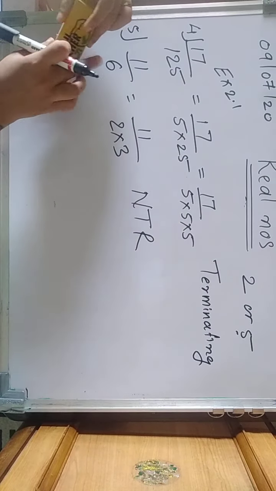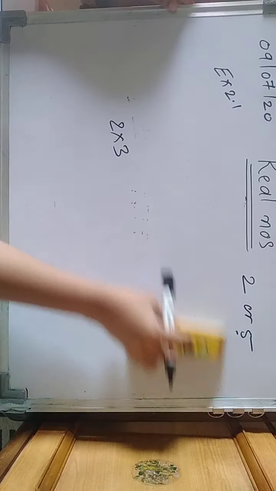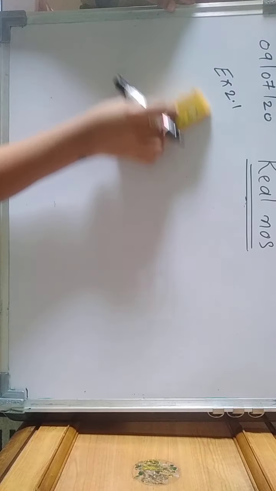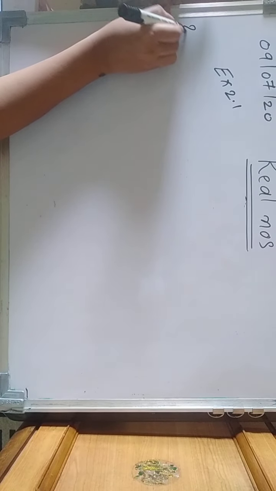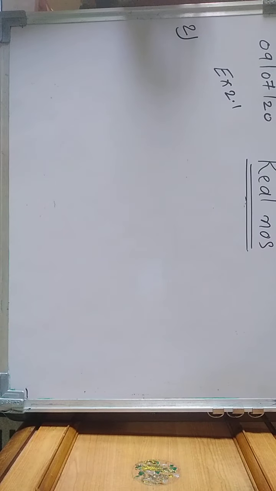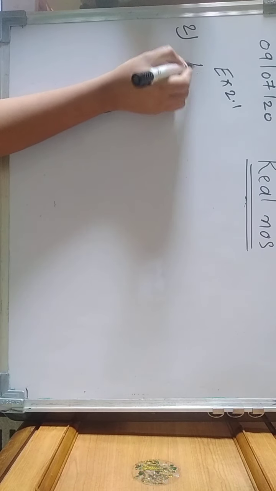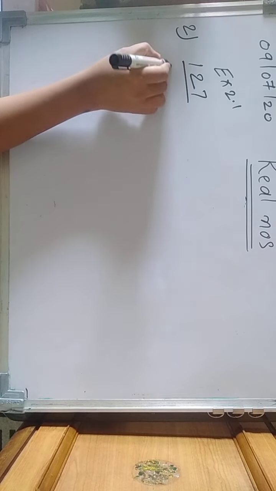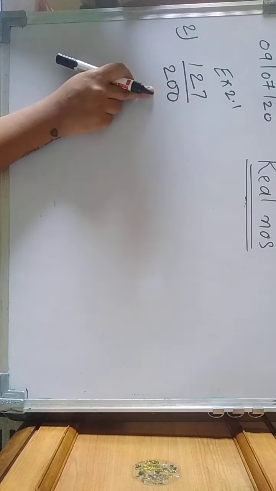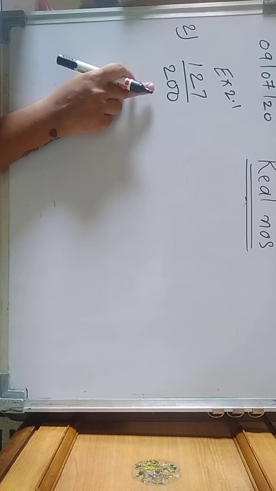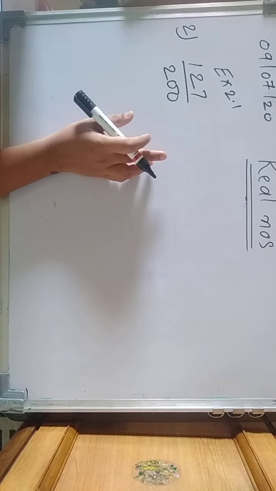Okay. Now question number 2 of exercise 2.1. Question number 2 of exercise 2.1 is very simple. It's basically division. You have to do division. The first sum says 127 upon 200. You have to write the decimal form of 127 upon 200. That means you have to divide 127 by 200.